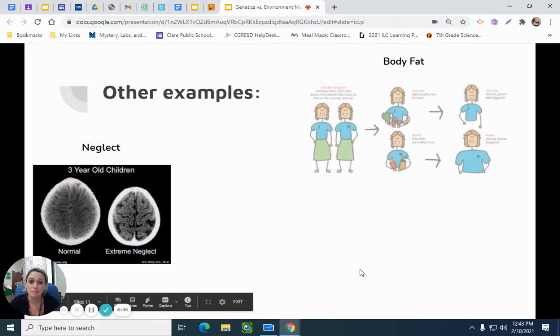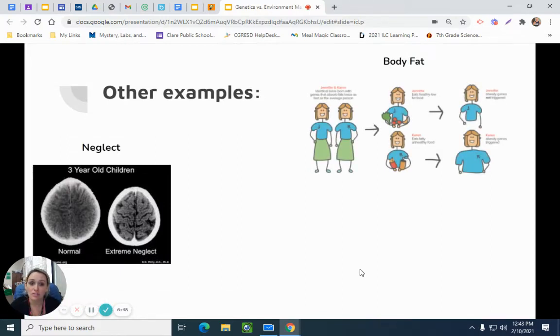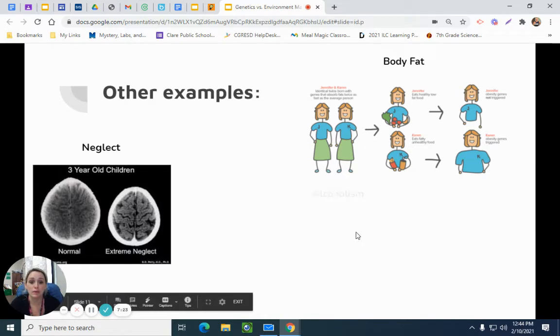The next one is body fat, especially in this fast food nation. There are tons of studies about whether body fat is genetic or environmental, based on what food you consume or your diet. So they do a lot of twin studies in this area also. You can see Jennifer and Karen are twins. Jennifer eats healthy, low-fat food, and her obesity genes are not triggered. They might both be carrying them, but the environment can cause a trait to present itself or not, depending on something environmental like diet. Karen eats fatty, unhealthy food, and her obesity genes are triggered, and therefore she's overweight.